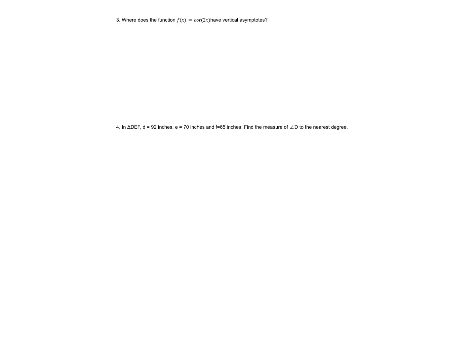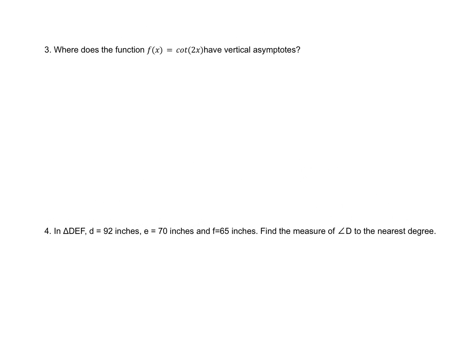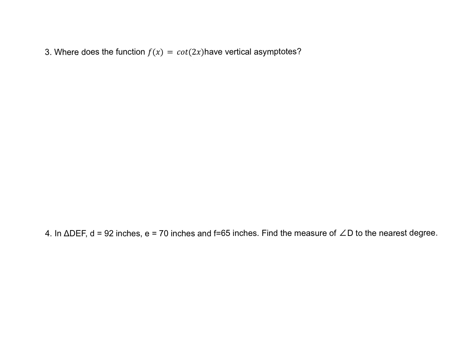Okay, so question 3 says, where does the function f of x equal cotangent have vertical asymptotes? Okay, now we have these formulas in class, but if you don't want to think about that, I totally get it. If you think of the unit circle, which I'm just going to draw really quickly here, 1, 0, -1, 0, 0, -1, and 0, +1.